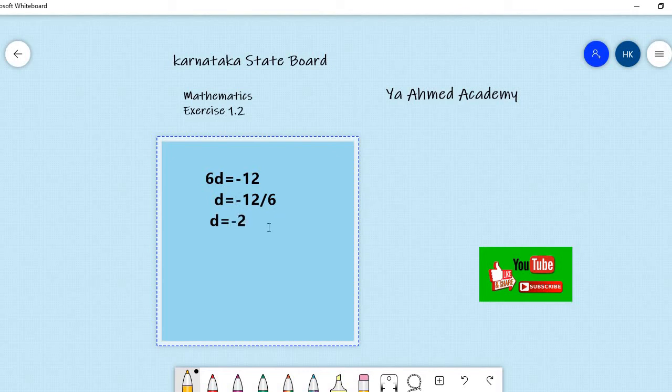As you have found out the common difference, so from following the 3 steps, we found the common difference value. Minus 2 is the answer for the common difference. And now we have to find out the first term. Then it will be very easy for us to find out a term which has the value 0.